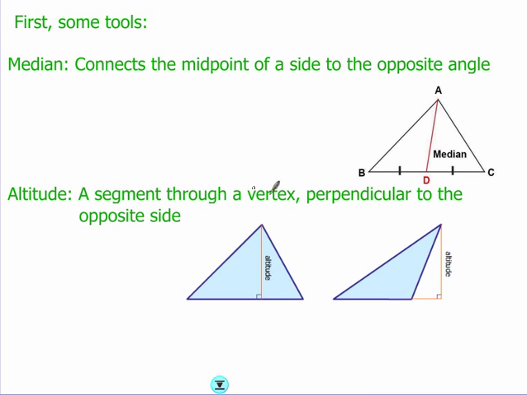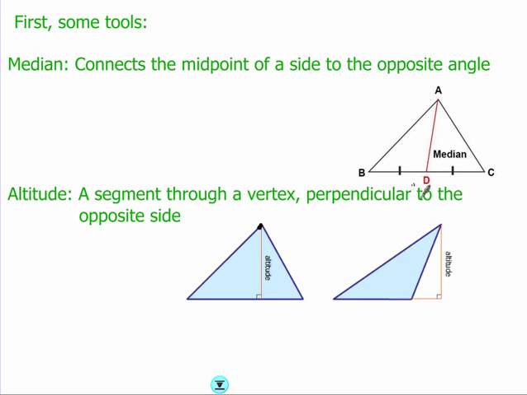An altitude is a segment that goes through a vertex, so a point of the triangle, and is perpendicular to the opposite side. So like this segment here is an altitude because it goes through this vertex and it's perpendicular to this side. Now the thing to know about altitudes is they will not always be on the side.